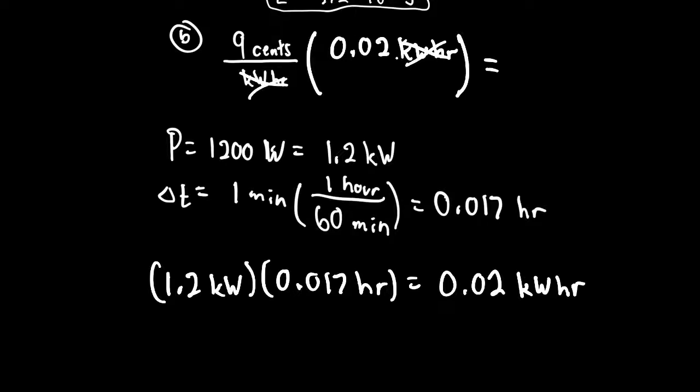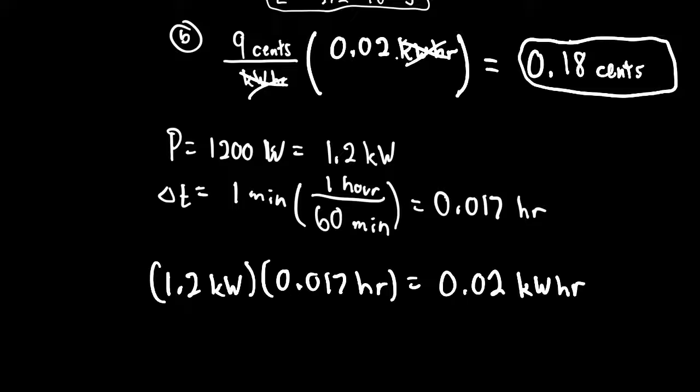Is it expensive for me to make my toast? No. How expensive is it? 0.18 cents. And actually, technically, that should be 0.18 cent. Because that's not 18 cents. That's 0.18 of a cent.